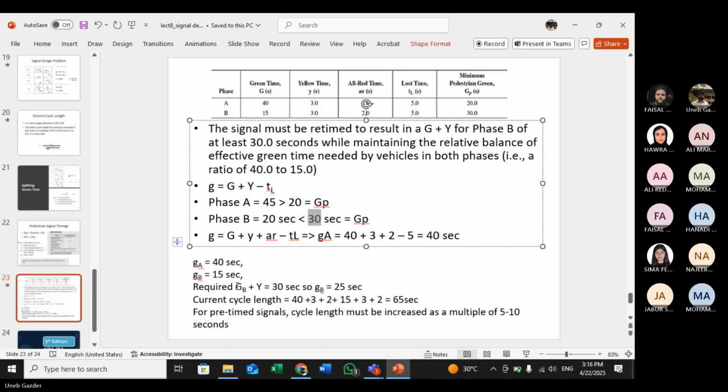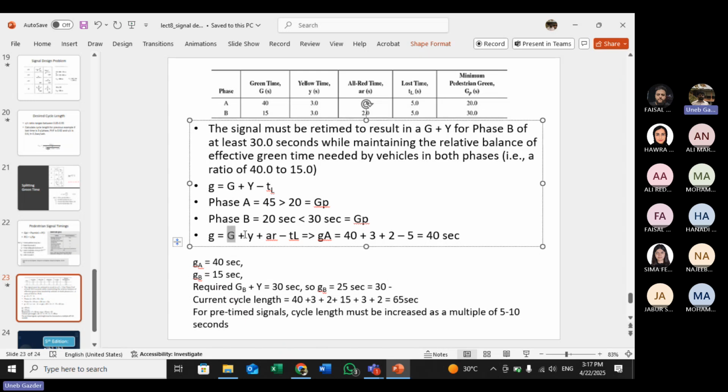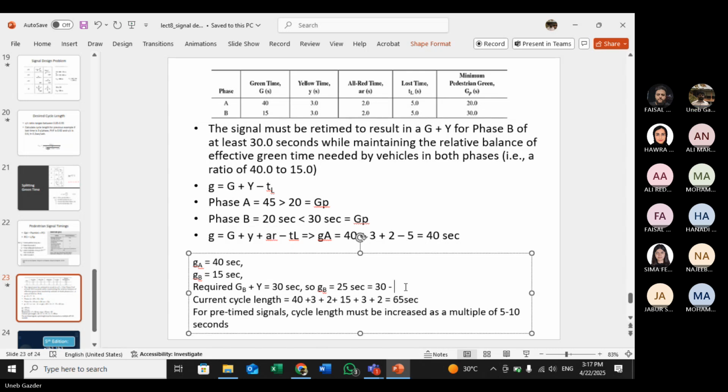Now let me write it here. I will recalculate the effective green time for phase B using this value, because I want to achieve this value. I want to make it 30 seconds. So how did I get 25 here? GP plus Y should be equal to 30, so this is 30 minus lost time. Lost time is given, 5 seconds. This is how I got 25.